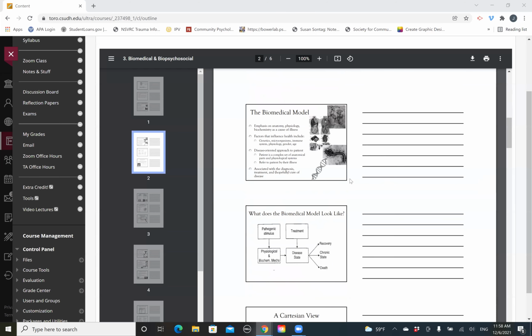So the biomedical model is an emphasis on anatomy, physiology, and biochemistry as the cause of illness. Factors that influence health: genetics, microorganisms, immune system, physiology, gender, age. The biomedical model has a disease-oriented approach to the patient. The patient is a complex set of anatomical parts and physiological systems.